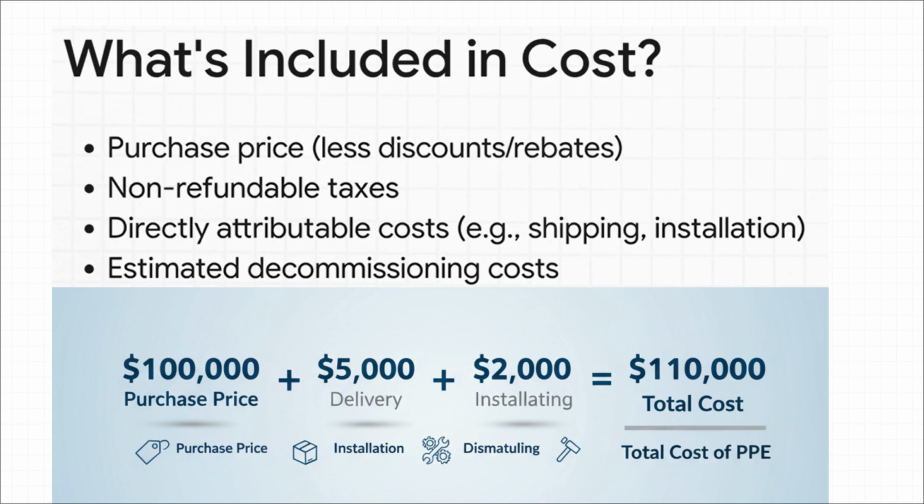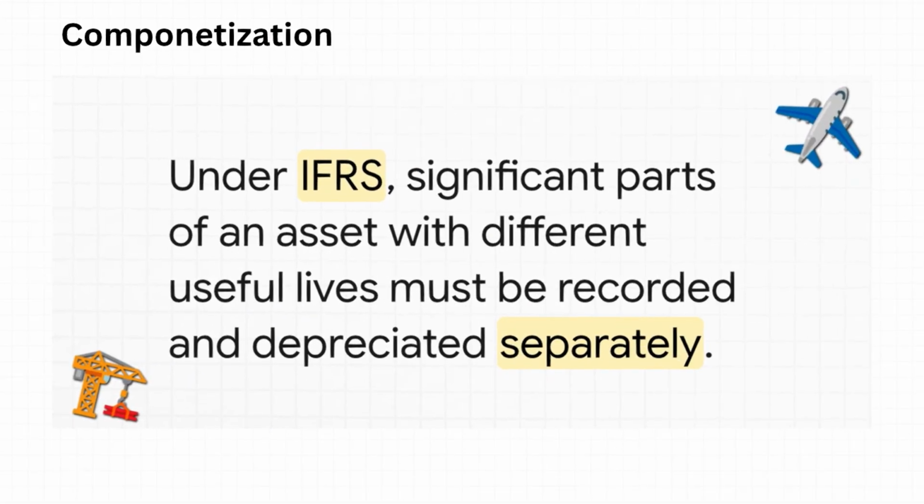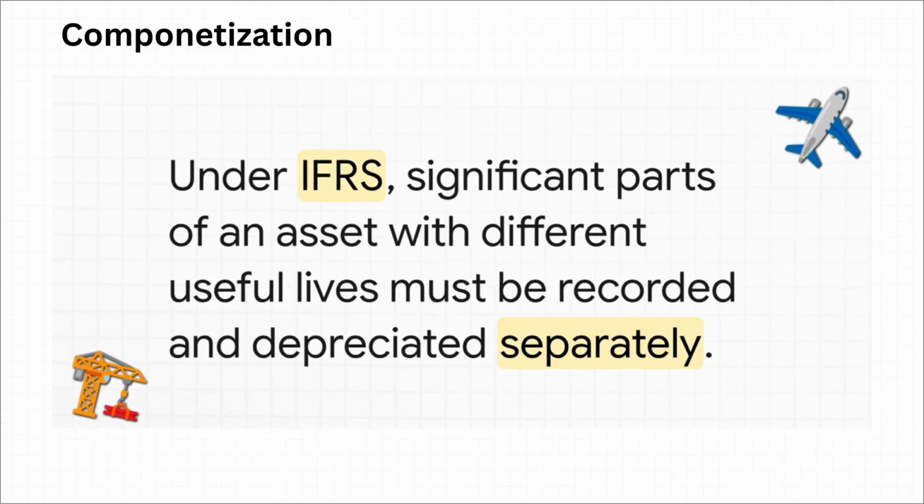But sometimes a single asset isn't just one thing. It's made up of many important pieces. That's where componentization comes in. Under IFRS, if an asset has parts with significantly different useful lives, each part must be depreciated separately. Example: an airplane's engine might last 10 years, while the interior might only last 5. Each is tracked and depreciated on its own. ASPE, on the other hand, allows but doesn't require this.